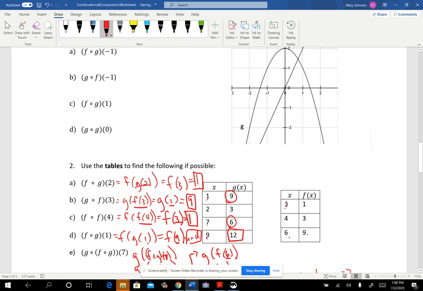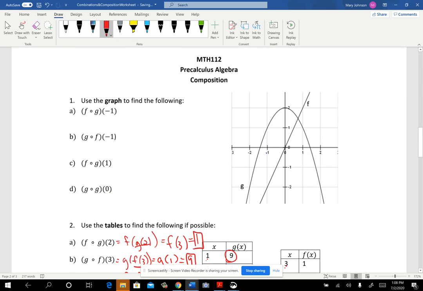All right, now let's look at the graphs. It's the same concept initially. You've got this set of ordered pairs. That's your g function. You've got this set of ordered pairs. That's your f function, and then your job is to figure out these.